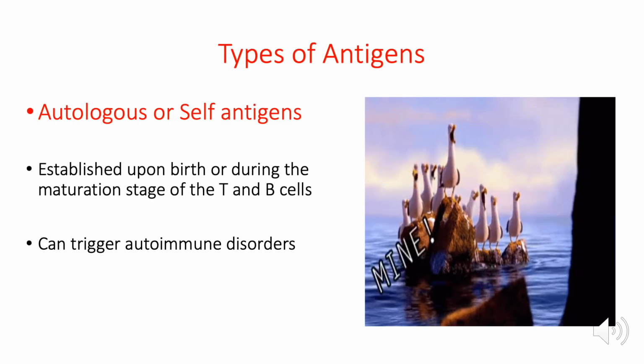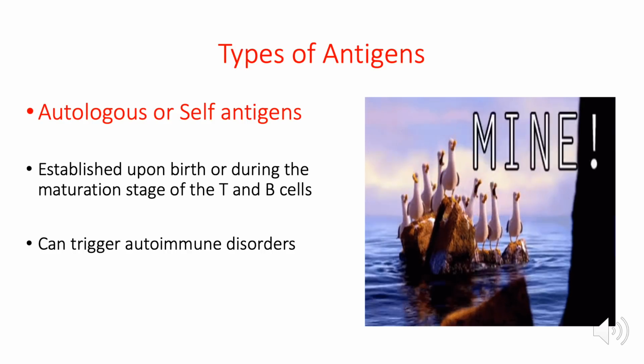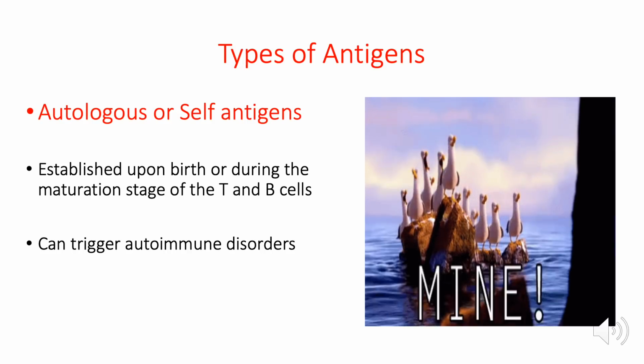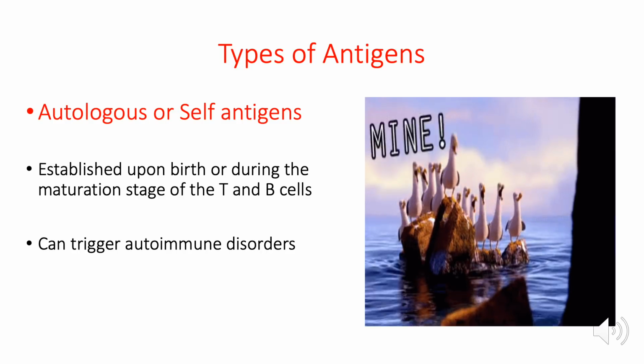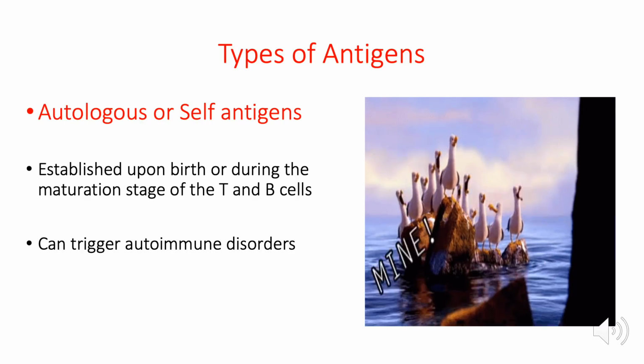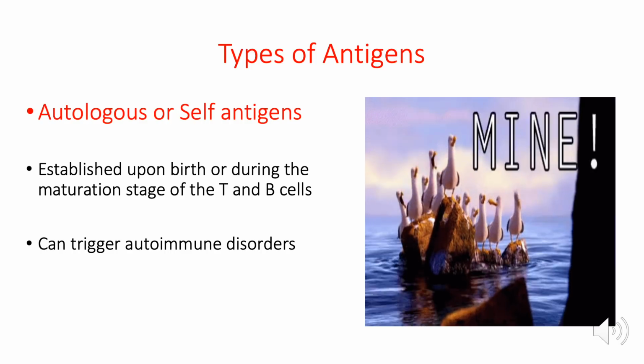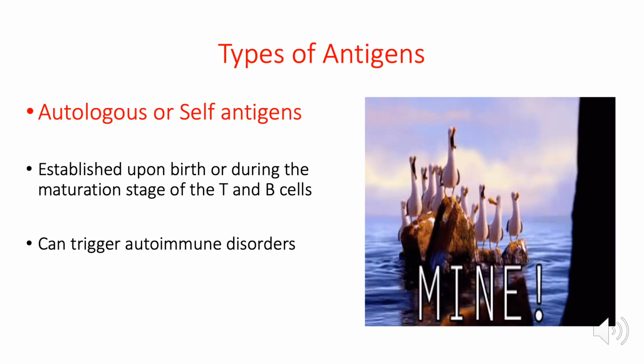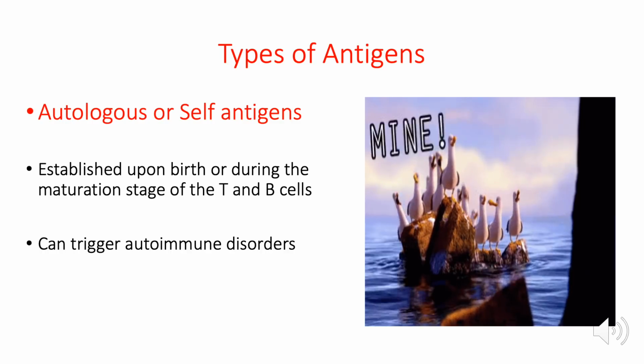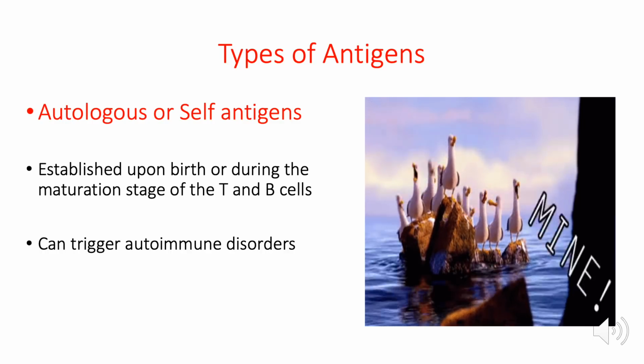So let us now discuss the different types of antigens. When you say autologous antigens, the auto there would mean self. So these are the antigens that are found in your body. Take note, these are the antigens that came in contact with the lymphocytes during their maturation. That's why they are not considered as foreign by the body. If they are considered as foreign due to some disorders, these autologous antigens can trigger a group of diseases we refer to as autoimmune disorders. And in autoimmune disorders, your immune system generates immune responses against your own antigens.